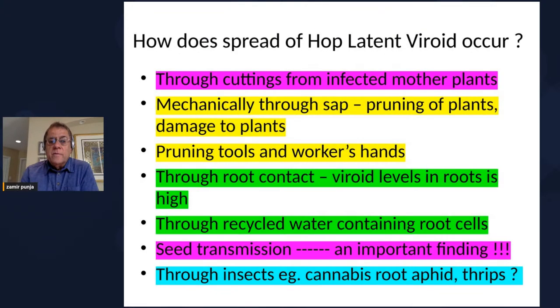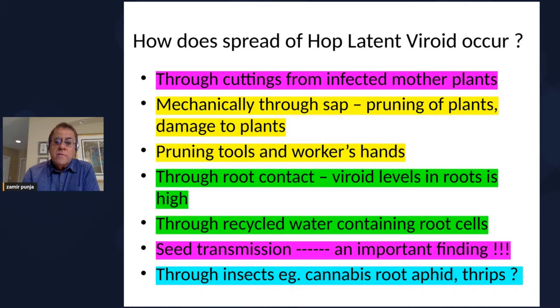Okay, so how does it spread? We talked about cuttings. Cuttings from infected mother plants are a really important way for this viroid to spread. I'll show you some data that shows it also spreads through sap. When you're pruning plants, if the pruning tools or the hands are carrying a sap from an infected plant, there's a chance that you can spread it to other plants.